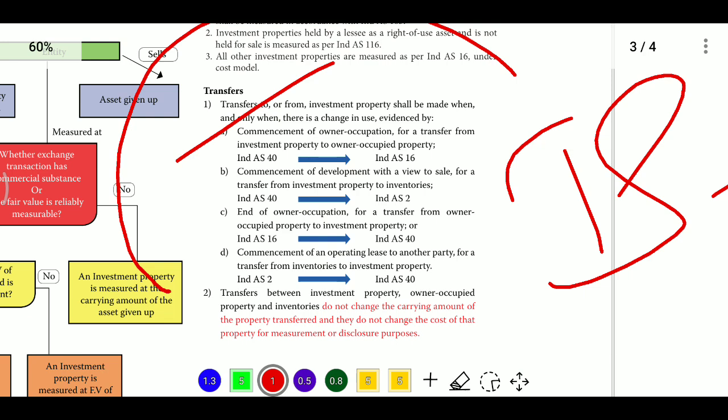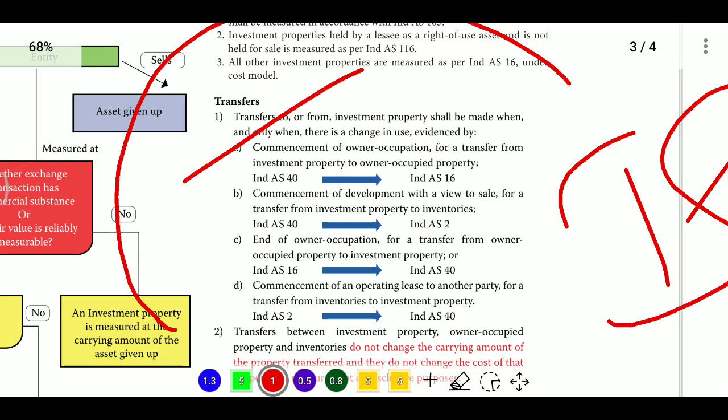For transfer from investment property to owner occupied property, Ind AS 40 paragraph 57 applies. Commencement of development with a view to sell is for transfer from investment property to inventory. So we have commencement of owner occupation, and that was transferred in these cases. We have one asset we are now using for our own occupation, so the investment property became owner occupied. When we are developing with a view to sell, we have investment property that we are developing for the purpose of sale, and it will become inventory.